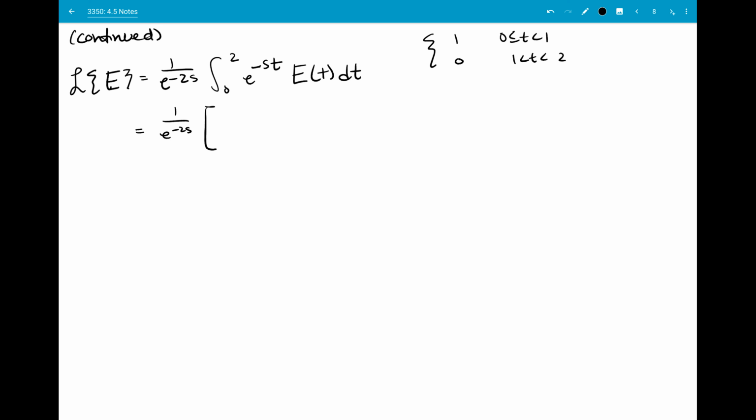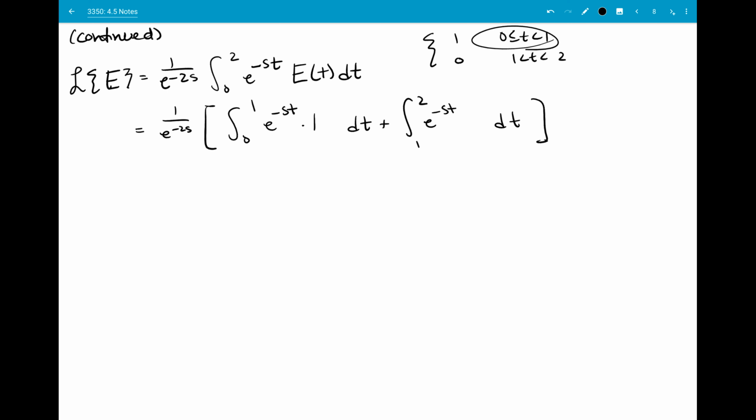Anytime we work with piecewise functions, we break it up into two pieces. So we think about e to the minus st times E evaluated from 0 to 1, plus e to the minus st times E evaluated from 1 to 2. And between 0 and 1, E is 1. Between 1 and 2, E is 0. So I've just got 1 over e to the minus 2s, integral 0 to 1, e to the minus st, integrated with respect to t, because the second integral will just become 0.